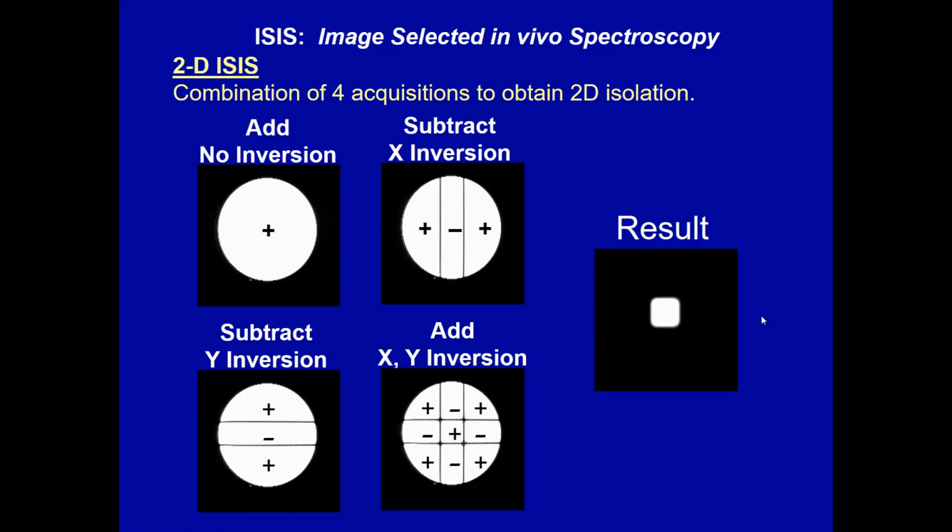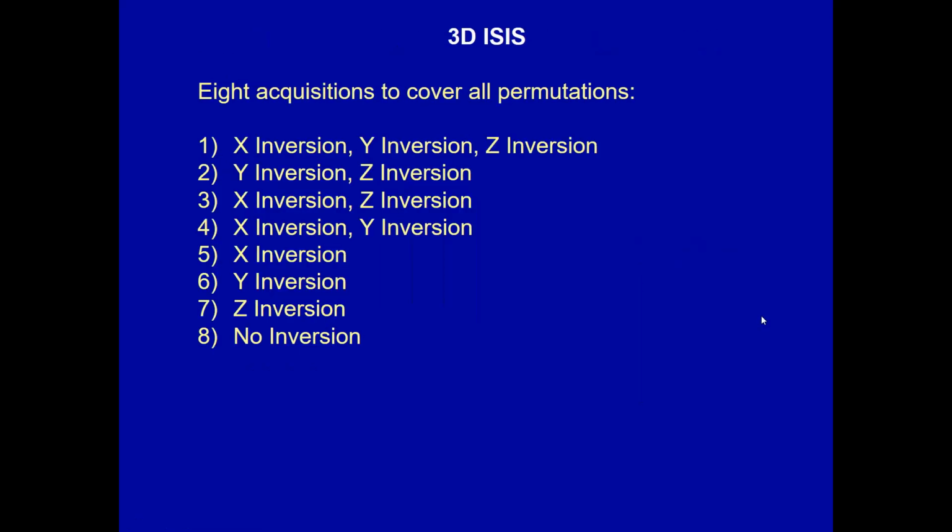This is used occasionally. What's more common is to do 3-dimensional ISIS. That requires 8 acquisitions, various combinations: inversion of everything, inversion of all the double permutations, inversion of each direction, and then, as before, 1 acquisition with no inversion pulses applied. When you do these, you can get a block. You can get a rectangular block selected very precisely.